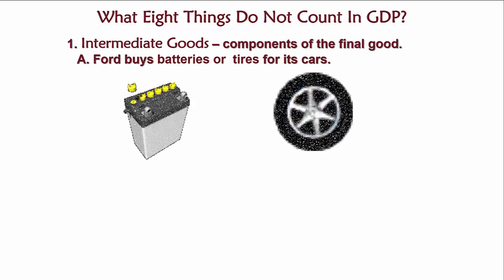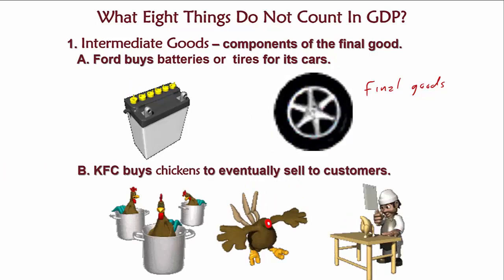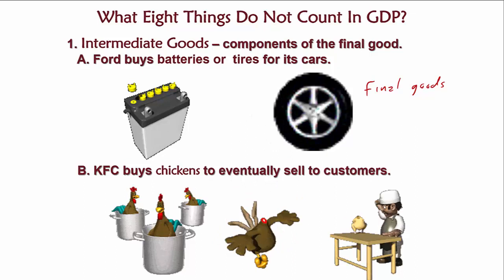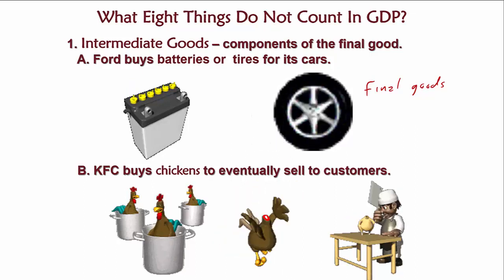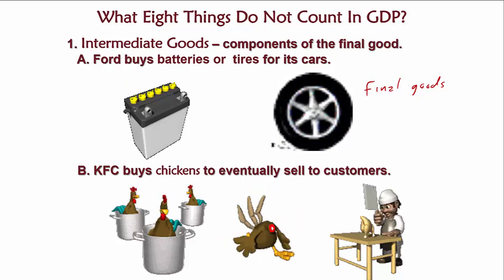Okay? So here's the first one, intermediate goods. So remember, it's final goods that count. So tires and batteries sometimes don't count because maybe Ford Motor Company is buying those batteries and those tires, and they put them in a car, and then you buy the car. So if they were counted when Ford bought them, and then they were counted again when you bought the car, then it would get counted twice. So we can't count intermediate goods. Another example, KFC buys chickens. Well, when KFC buys chickens, it doesn't count because that's an intermediate good. When you buy the chicken from KFC, then it counts.